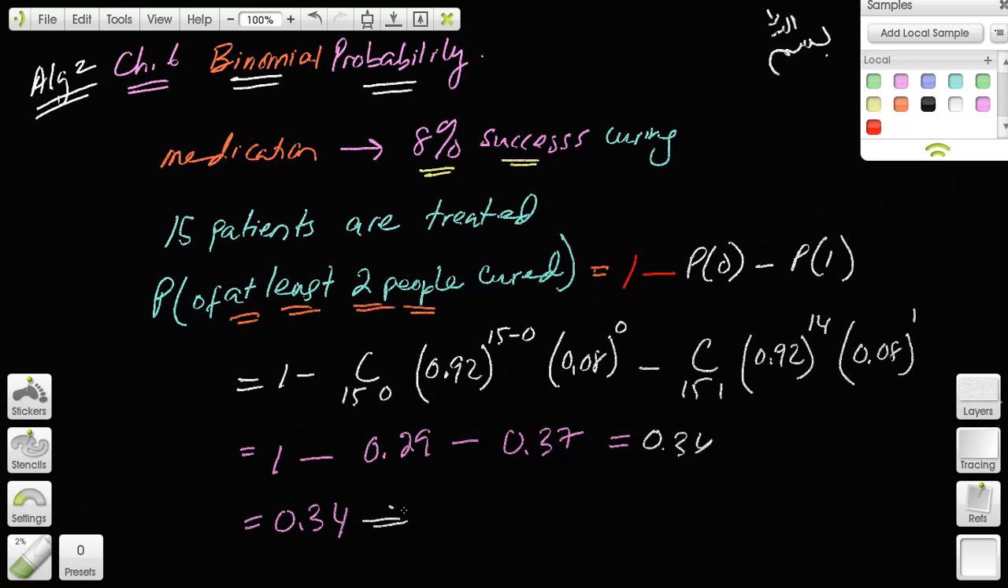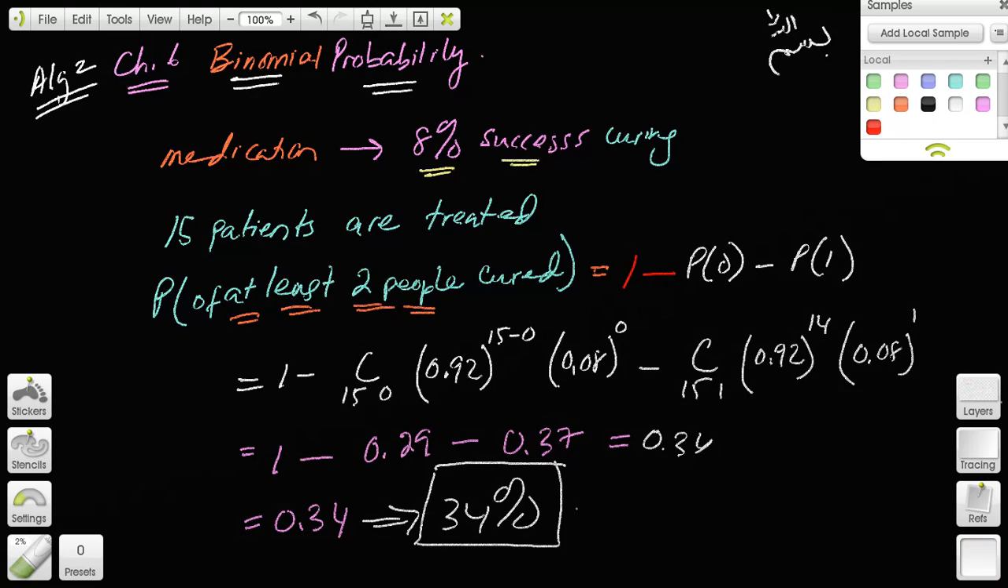0.34, and this is 34%. Got it? So the probability of at least 2 people succeeding, if I did the math correctly over here, inshallah, is 34%. Pretty good, not bad.